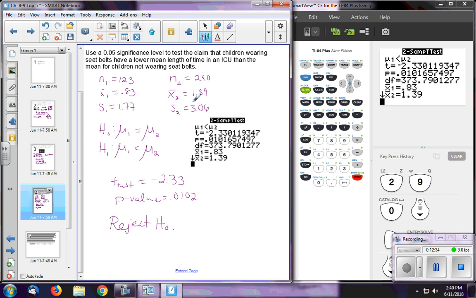So if there is a crash, then they're spending less time in the ICU than those who are not wearing their seatbelts. And in this case, that's a positive thing. It means that seatbelts are in fact helping for whatever injuries they might be receiving in those accidents.